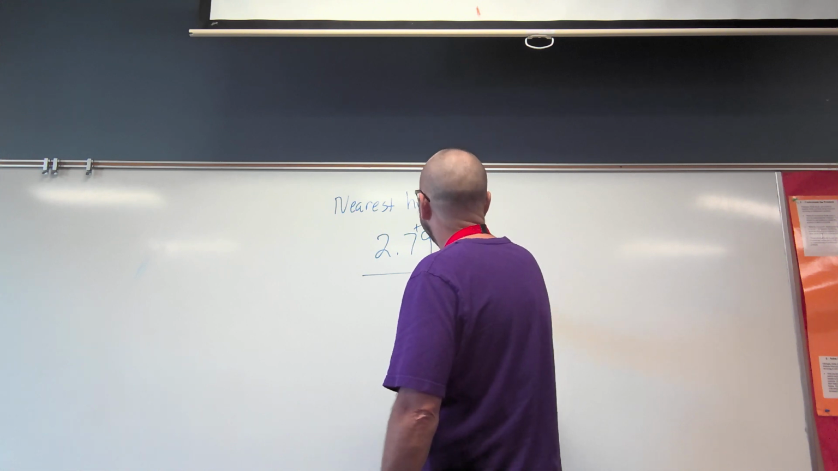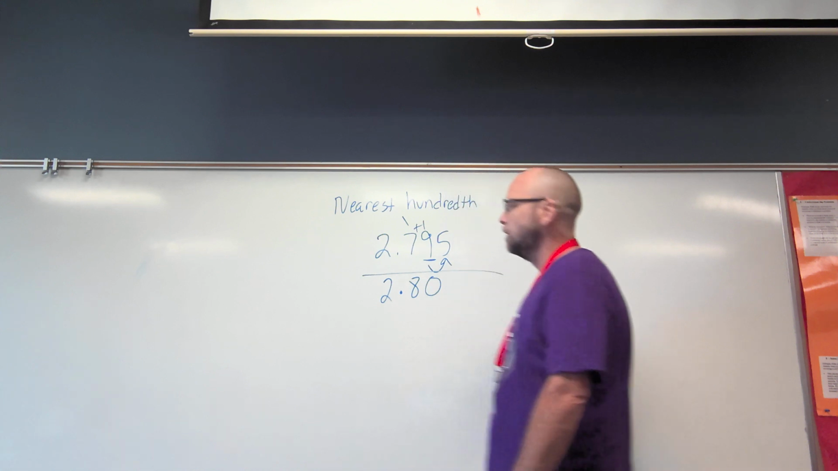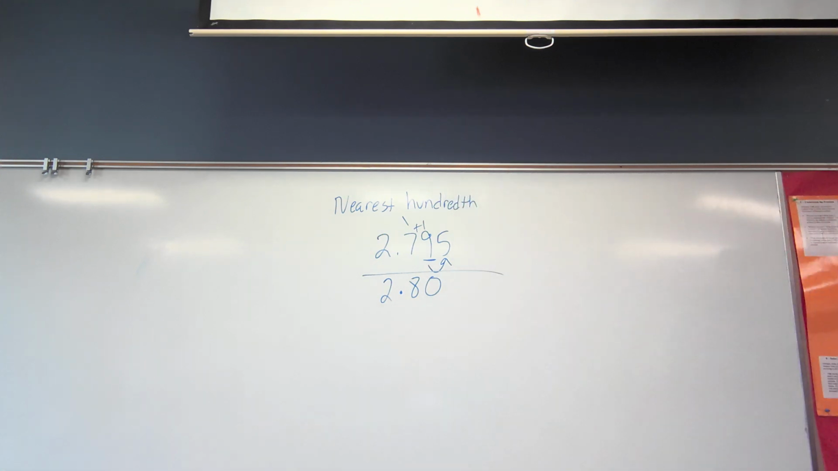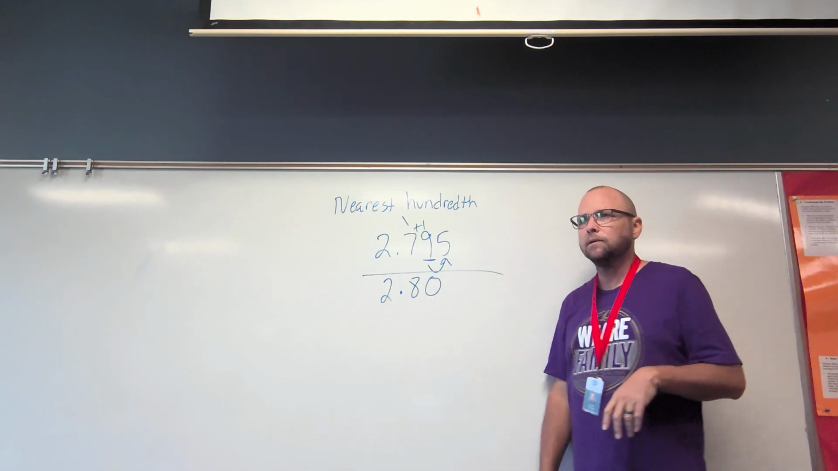9 and 1 is 10. Now I got to carry. I got to regroup it. So 2 and 80 hundredths, or 2 and 800 thousandths, or 2 and 8 tenths. Either way, that's how it'd be working.